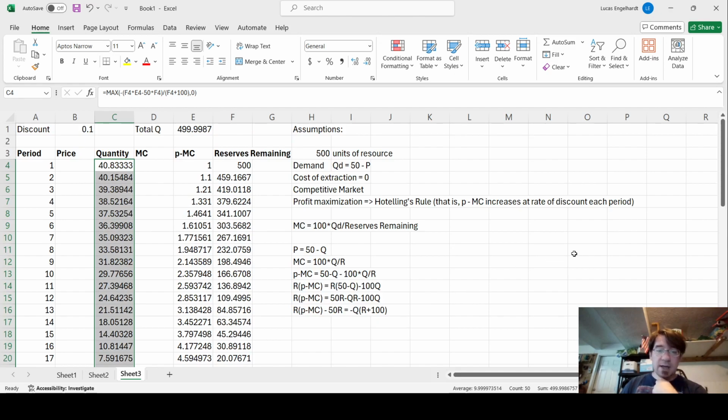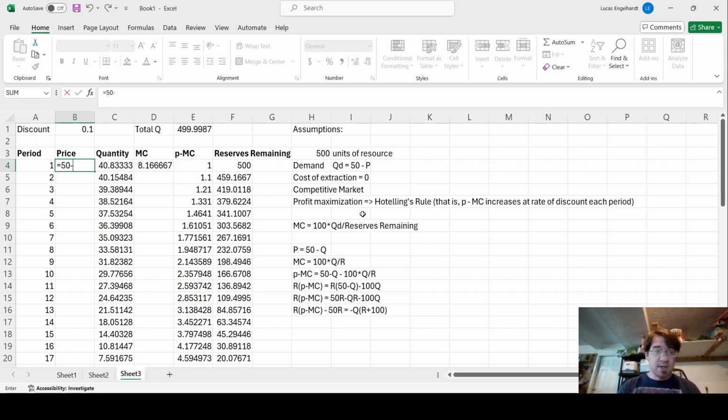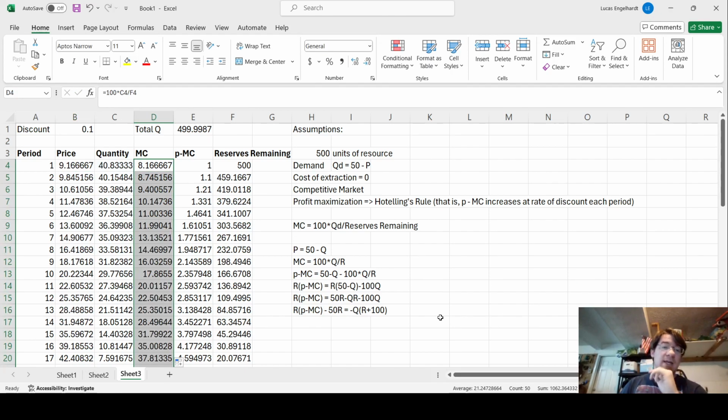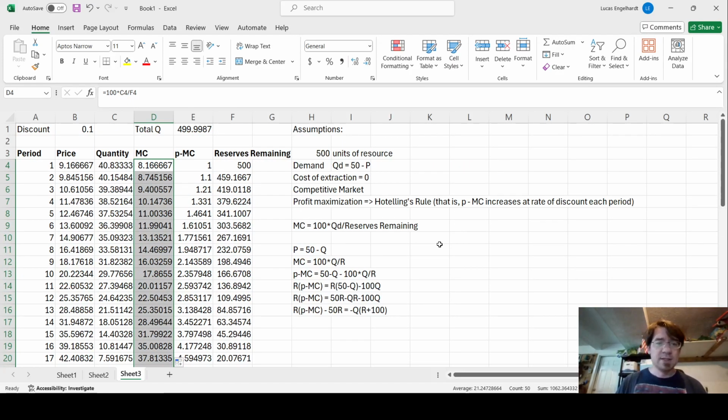Okay, then we need our other formulas. So we know our marginal cost is just going to equal 100 times the quantity divided by reserves. And our price we know is going to equal 50 minus the quantity. There, and we can fill those formulas down. Okay. Now that we have all of our formulas in place, and it looks like everything filled well, we can go ahead and use that guess and check method. It looks like we're actually already really close. We're shockingly close.